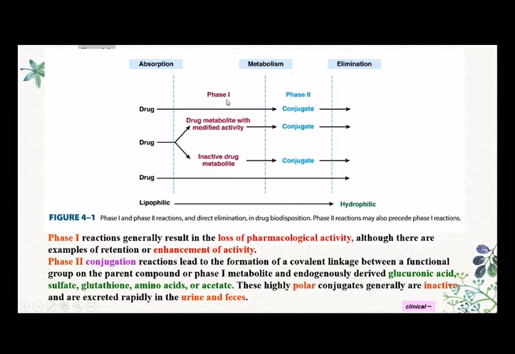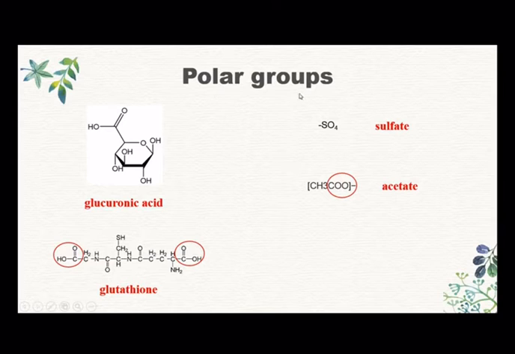Through Phase 1 and Phase 2 reactions, lipophilic drugs will become hydrophilic and are more easily excreted from the body. Here are some polar groups: glucuronic acid, glutathione, sulfate, acetate. If the drugs or metabolites bind to these polar groups, they will become polar compounds and are more easily excreted from the body.